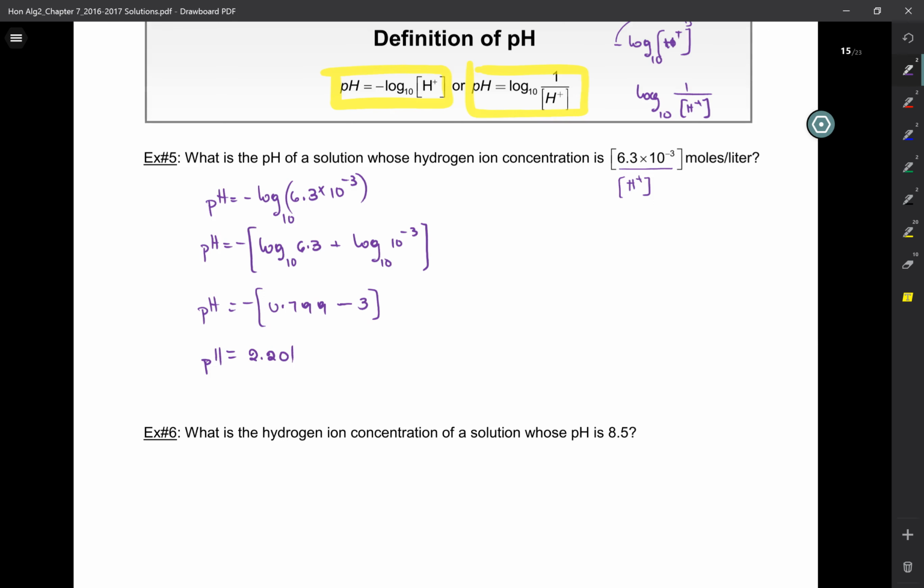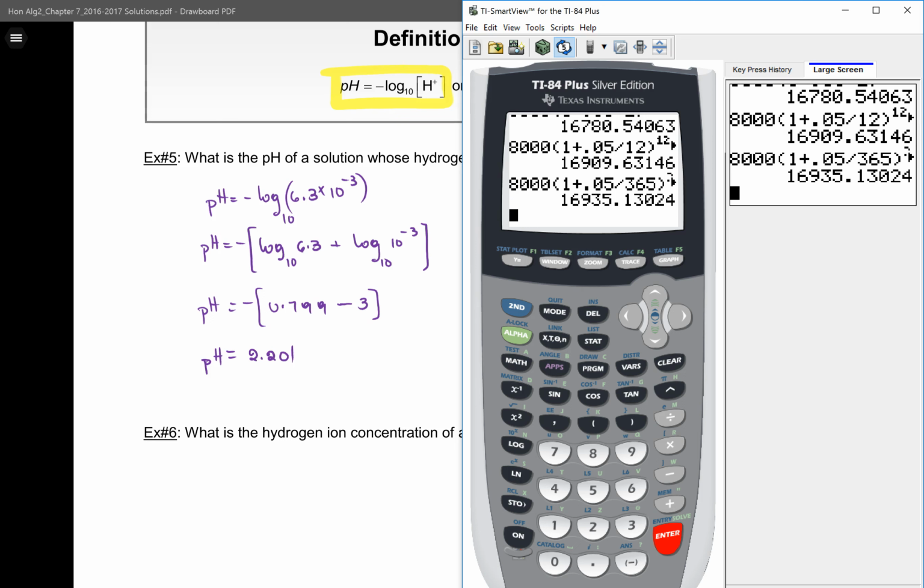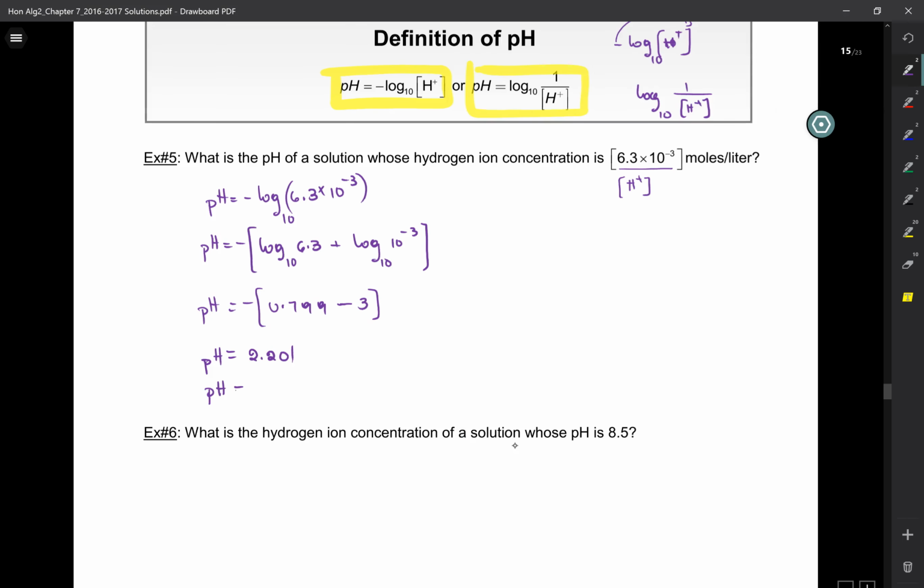So the log button is here. Okay? Now, your calculators have a built-in base of 10. So if it's base 10, you don't have to put any base. You just put log and the number 6.3. But if it has a different base, you have to put it on. I'll show you guys later how to do that. Okay, log of 6.3. Now, pH is always given to 1 decimal place, so pH is going to be 2.2.